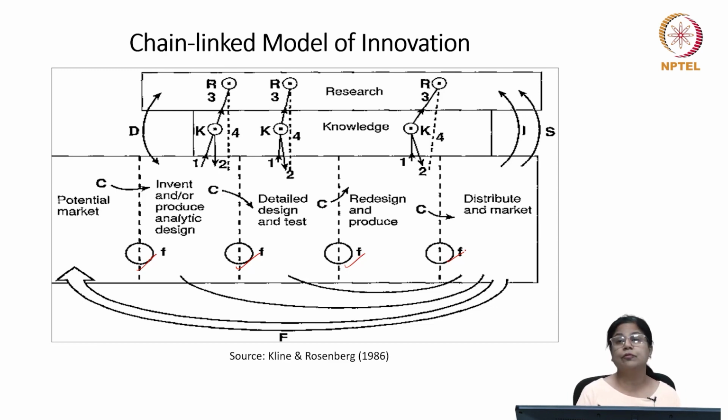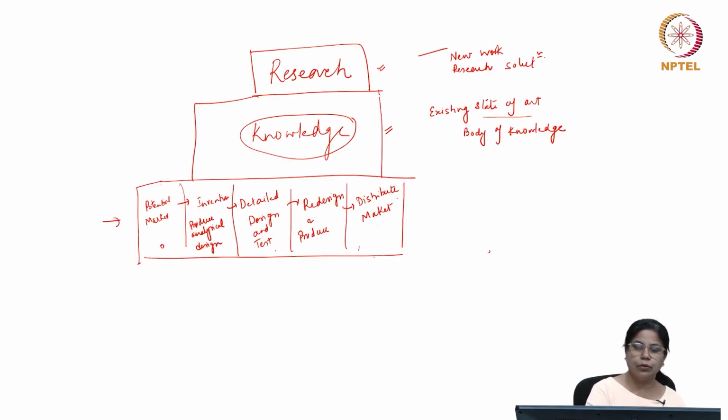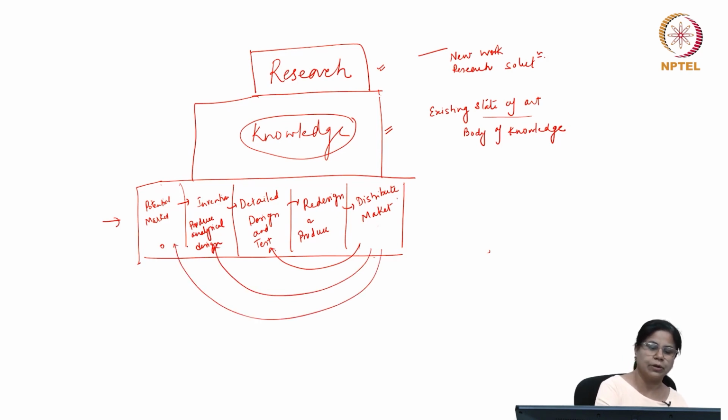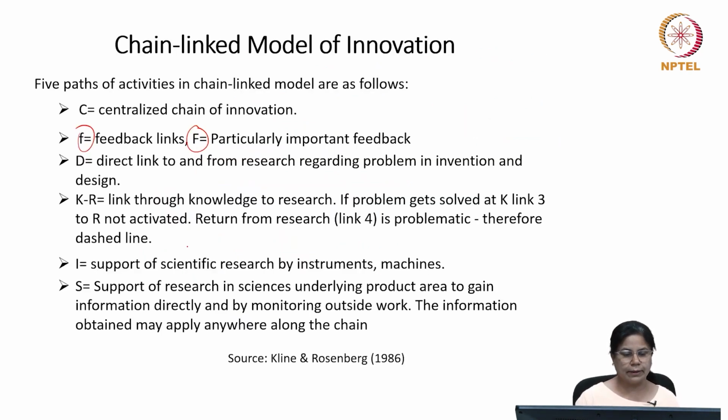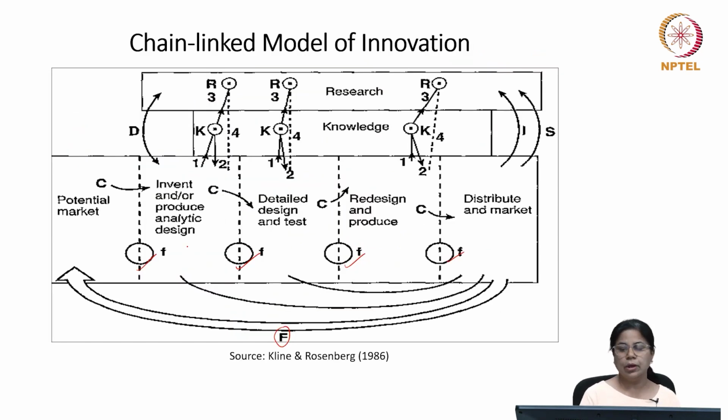Apart from that, the authors have also made a distinction with a particularly important kind of feedback. Suppose there is a major flaw with the product design, or a major security challenge that comes into the picture once a consumer uses the product. That kind of feedback is marked by this capital F. And where does this feedback go to? It goes from distribution to design, to invention and design, and from there to the potential market. So it goes from distribution to this factor, to this one, and also to this particular stage, even at the conceptualization.